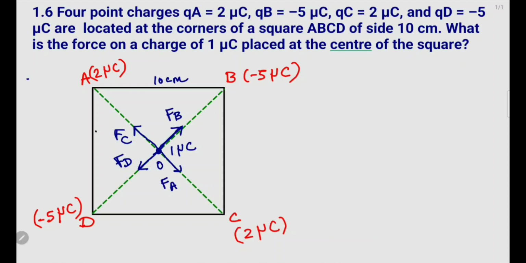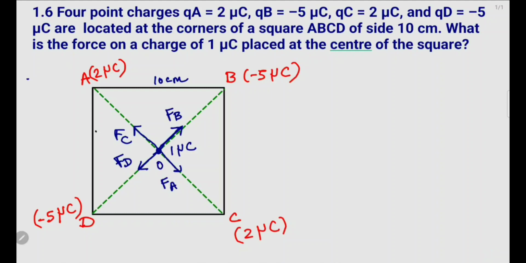So you are seeing the four forces. We have seen FA going like this, FB going like this, FC going like this, and FD going like this. If you look at FA and FC, both the charges are the same, 2 microcoulomb acting on 1 microcoulomb, and they are opposite in direction. Opposite in direction means they will nullify each other. So FA and FC will nullify each other.